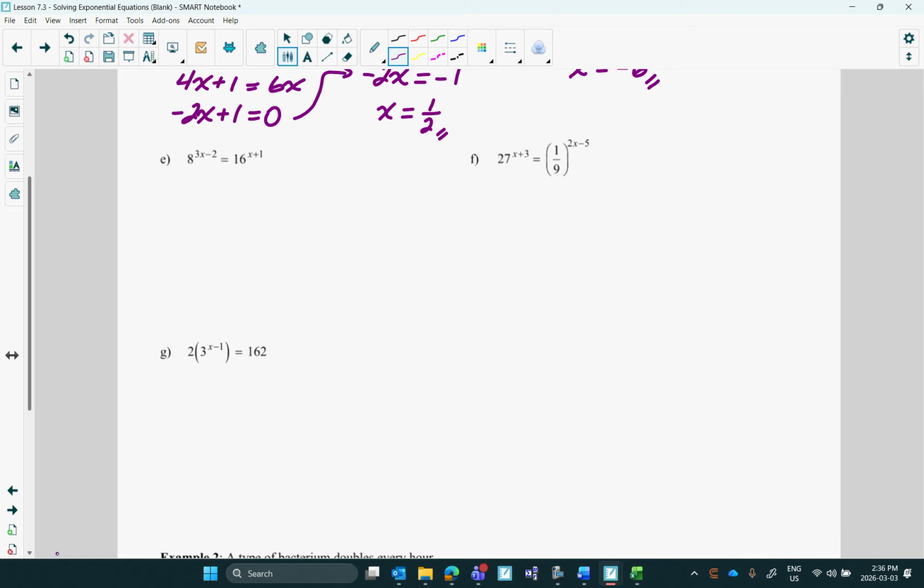What are the common bases? 2, right? Yeah, I can't use 4. I mean, this is 4 squared, but I can't write 8 as a power of base 4. Okay, so I gotta go to 2. So 8 is the same as 2 to the, and remember, parentheses around it.